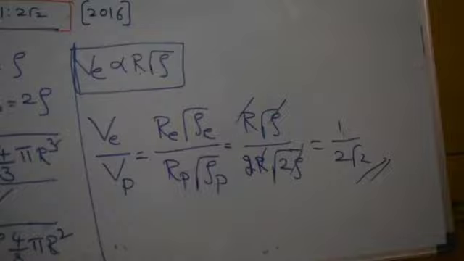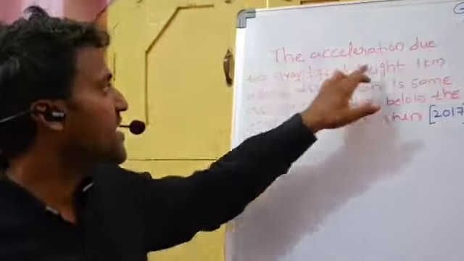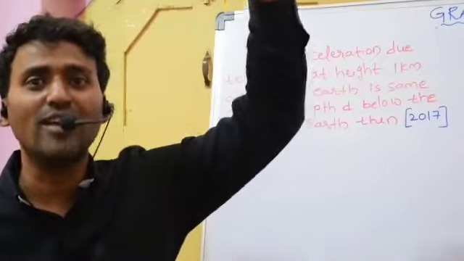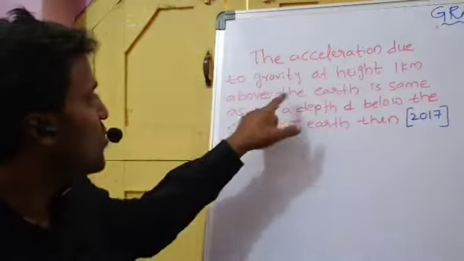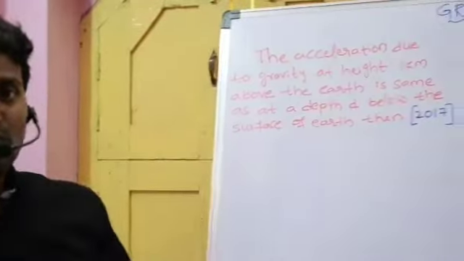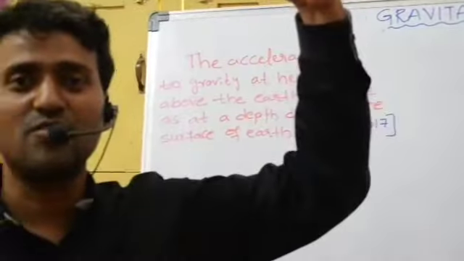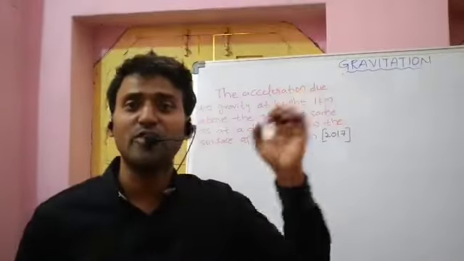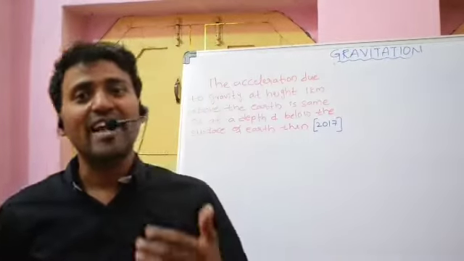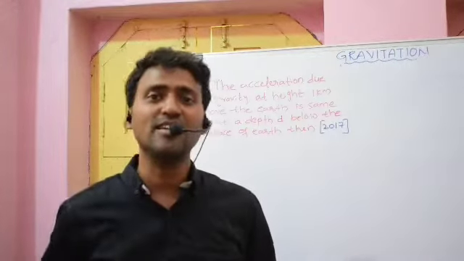NEET question. The acceleration due to gravity at a height 1 kilometer above the earth is the same as at a depth d below the surface of the earth. In this problem, we have to use two equations. When the object is at a height from the surface of the earth, what is the gravity? That equation we need. And when the object is at a depth d, what about the gravity? Those equations we have to equate, and at that time only we can get the answer.